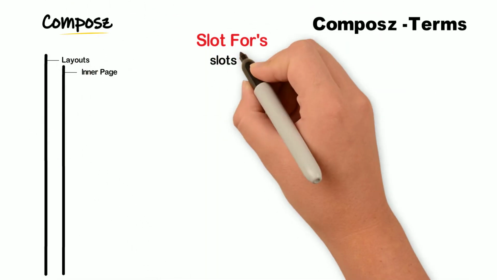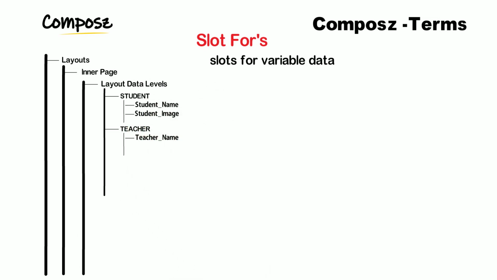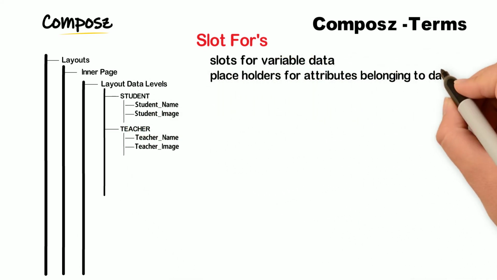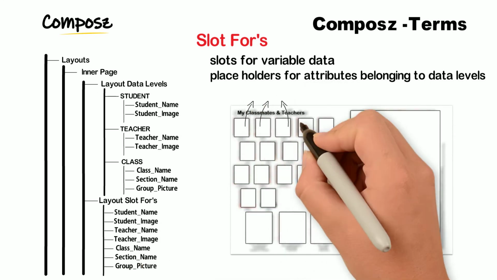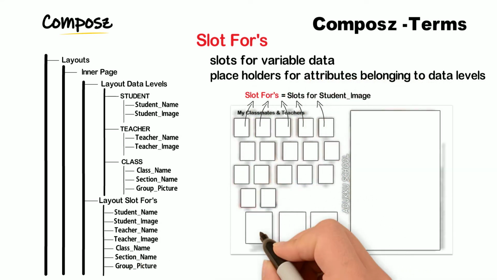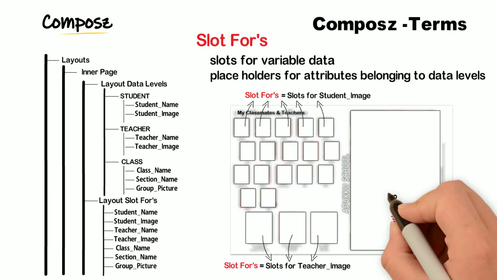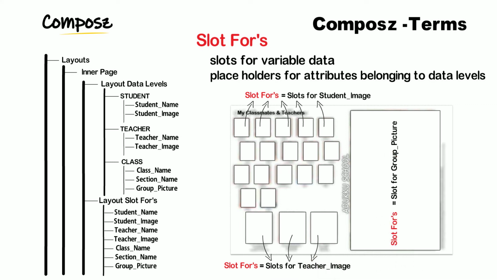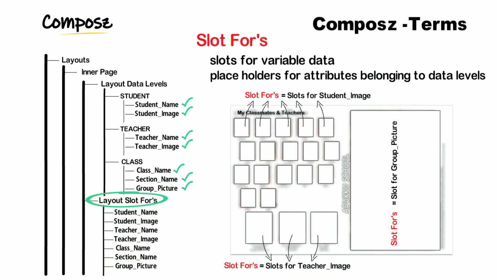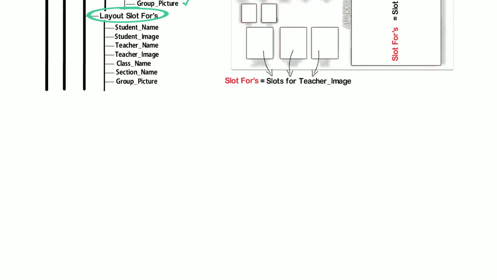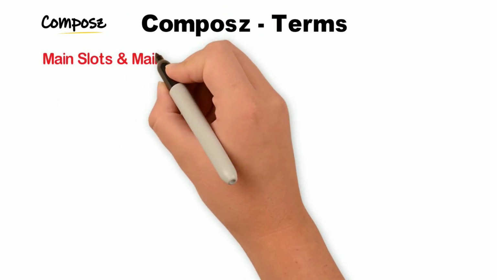Slot fors. In Composz, slots for variable data are called slot fors. Slot fors are nothing but placeholders for attributes belonging to data levels. In Composz, you have the flexibility to choose which attributes you want from which data levels as data slots, or slot fors, to be placed in a layout. Note: you need to choose your attributes from different data levels as slot fors before you can begin to place them in a layout using Composz's editor.